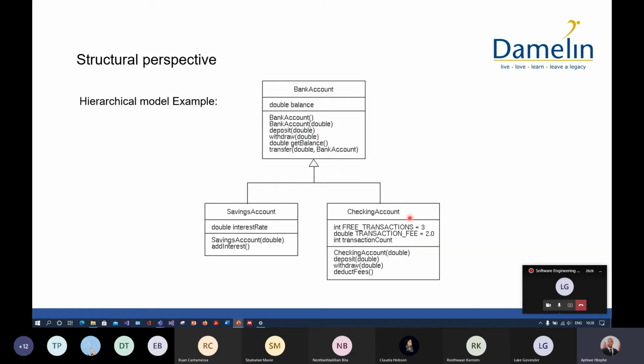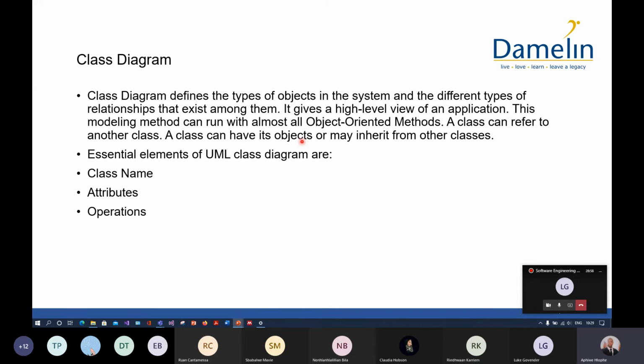So the child classes or the subclasses will always inherit their attributes from the superclass. So it doesn't matter whether it's a savings account or checking account. It will have a bank account number. It will allow the person to withdraw an amount, deposit an amount, and transfer, and so forth. Okay, so that's how we show this structural perspective, by showing the relationships or the inheritance between the different data structures. So in the next slide, you're given a description of this class diagram.